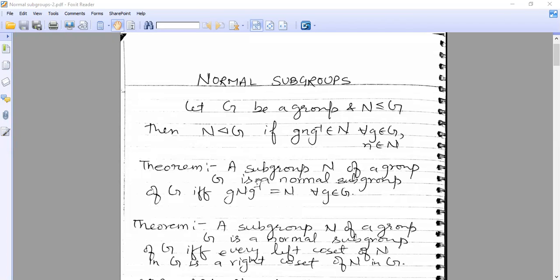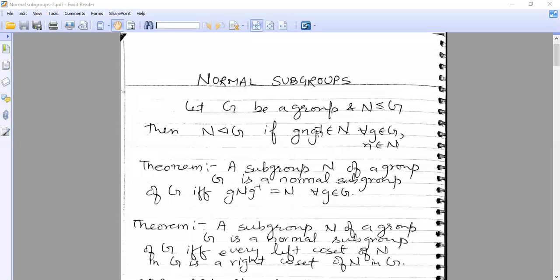Now we have some important results, certain necessary and sufficient conditions for a subgroup N to be a normal subgroup. A subgroup N of a group G is a normal subgroup of G if and only if gNg inverse equals N for all g belongs to G. Now this is a necessary and sufficient condition. If you have a subgroup N and gNg inverse equals N, then that N has to be a normal subgroup.